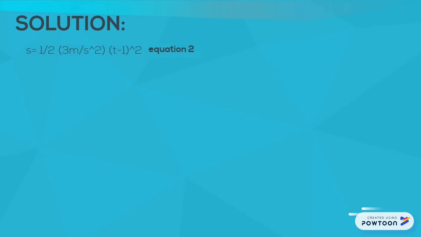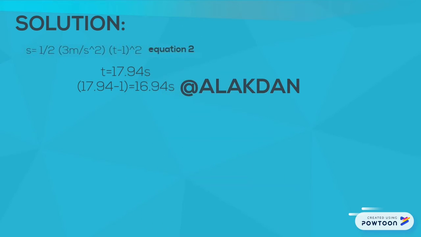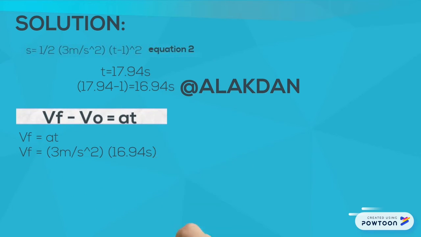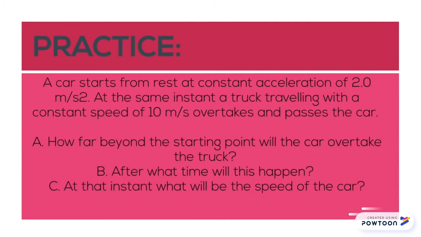Our solving will not end here. Now subtract the 1 from t and that will be the time of Alakdan. Use the formula VF minus VO is equal to acceleration times time, and substitute all and solve. The answer is 50.81 meters per second.